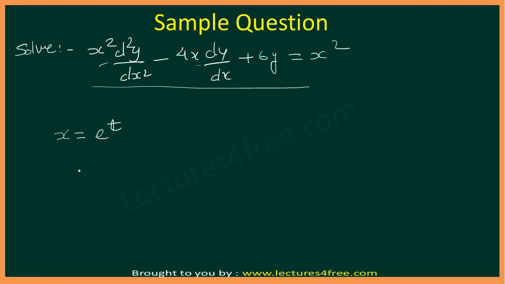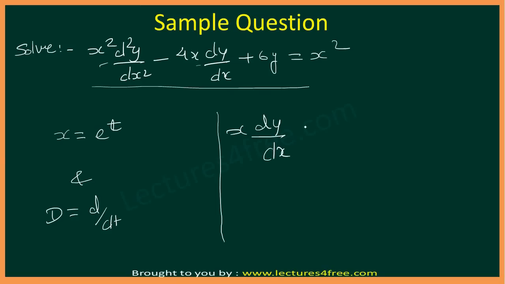Okay, and our second assumption is that capital D is equal to d upon dt. To convert this, we can replace x dy upon dx with Dy, and we can replace x square d square y upon dx square with D into (D minus 1) into y.